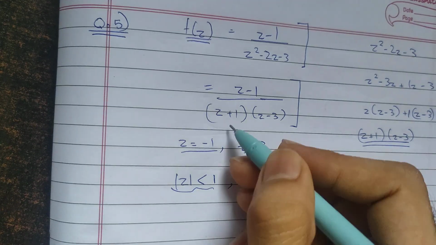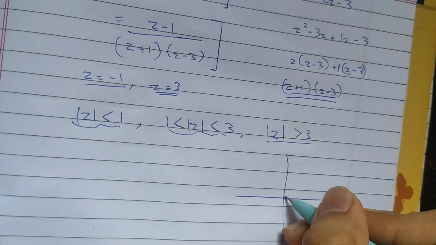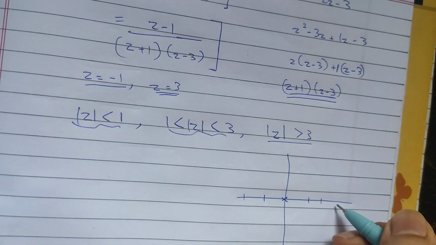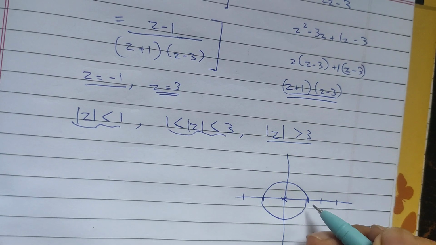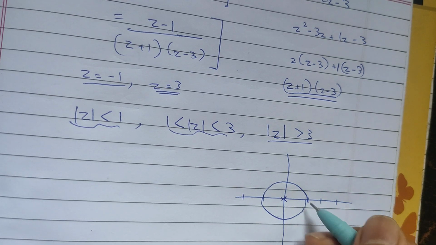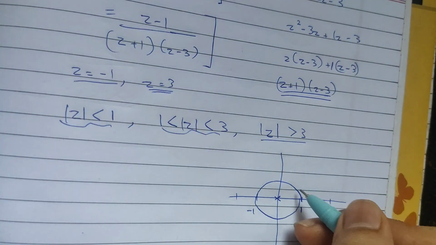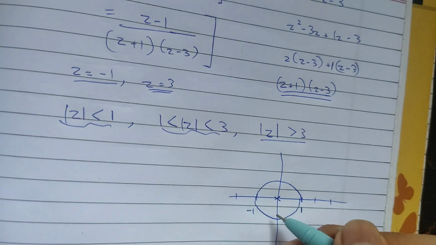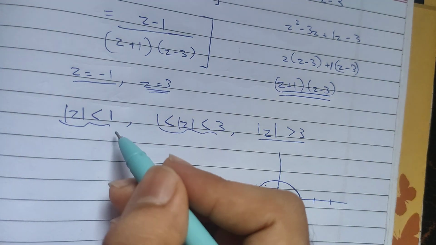Basically, if you see the region, this is mod of z equal to 1. If less than 1, then it always lies inside the circle. It won't lie even on the boundary of the circle. That's what less than 1 means, because on the boundary of the circle, mod of z would be 1. So everything inside this region would be case 1.